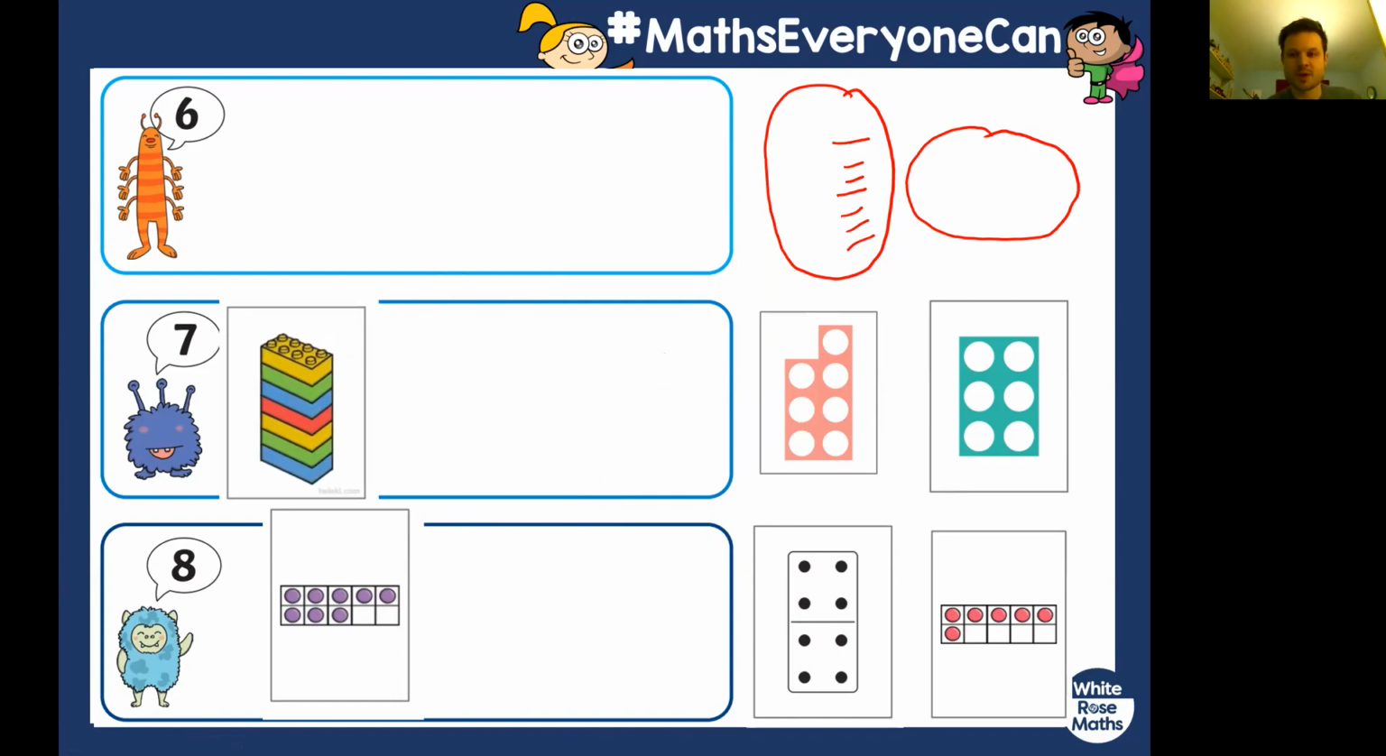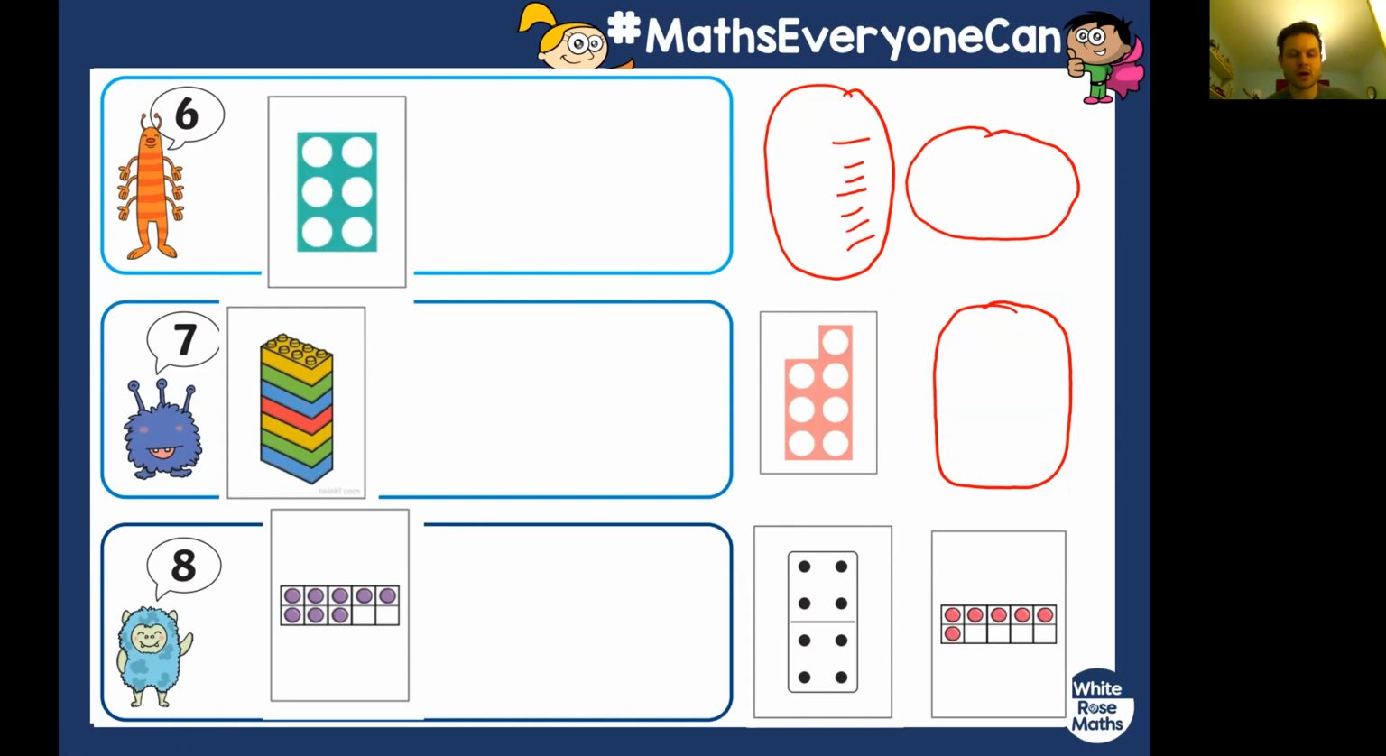Okay, now the next picture that we're going to go through is this piece of Numicon here. Now, hopefully, lots of you will be able to tell me how many holes you can see straight away. What piece of Numicon is that? Is it a 6, a 7, or an 8? And it is a 6. So it's going to go straight over to the top where our number 6 alien is.